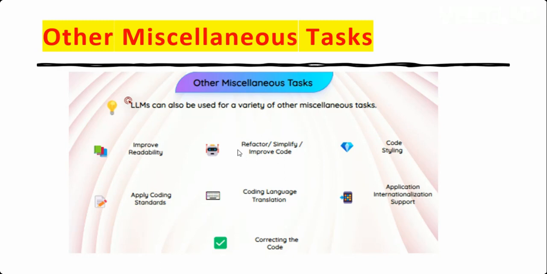You can do much more by using these generative AIs. Large language models are used in a variety of tasks, like improving readability, refactoring or simplifying the code, code styling, applying coding standards, coding language translation, and application internationalization support. All these things you can do, correcting the code, everything. Let's see each of these with a simple example so that you understand how we are increasing readability.